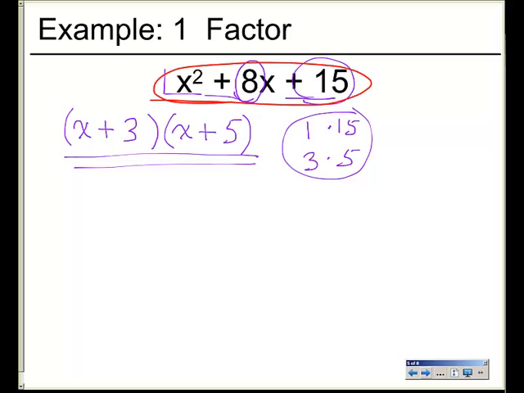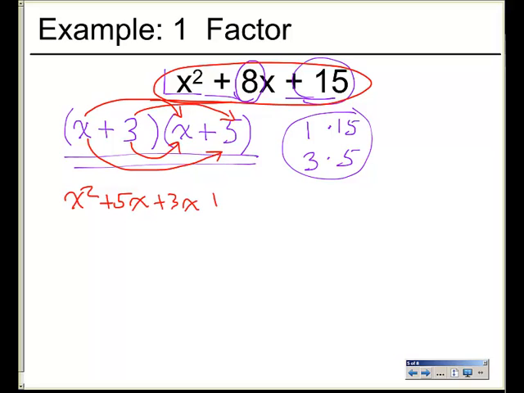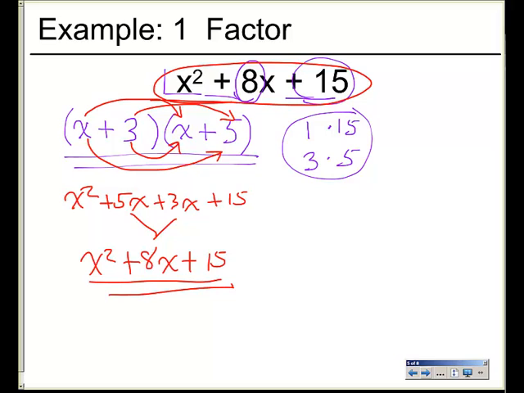If you're ever unsure, you can always take your x, times it by x, and you get x squared. Take this x, times it by 5, and you get positive 5x. 3 times this x gives you a positive 3x, and 3 times this 5 gives you a positive 15. Then when you combine your like terms in the middle, bring down the x squared, you'll see you have a positive 8x and a plus 15. So this matches the original problem. That's how you know that your factored form right in here was accurate.